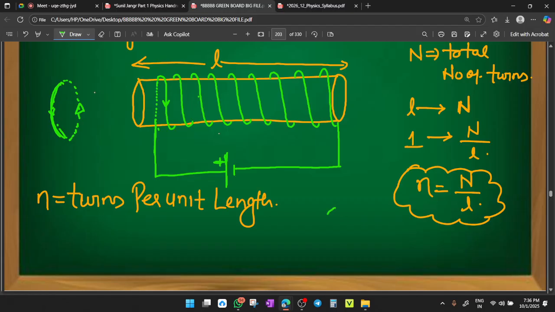So if you see this from the front with your eye, there is a clockwise movement of current. Yes, like this. So beta, clockwise current will give rise to the south pole.